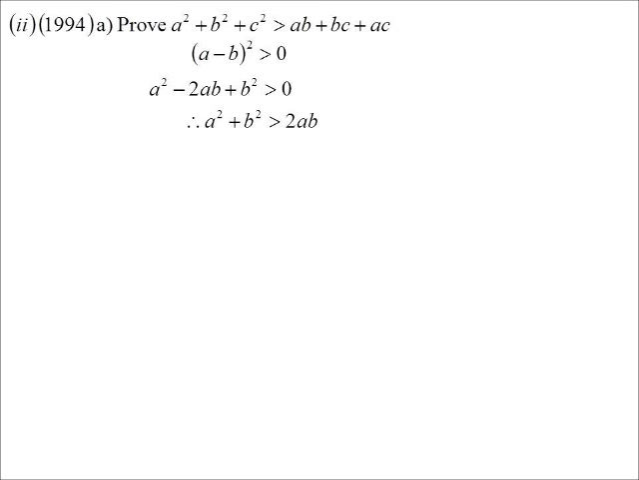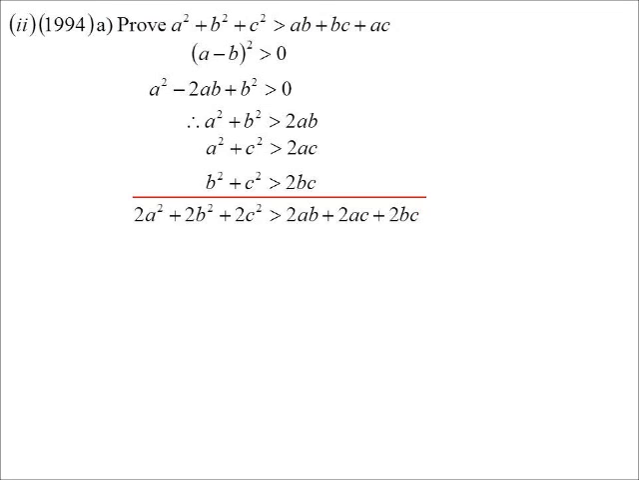a squared plus b squared greater than 2ab. Of course, a and b were just random pronumerals, so I could easily have done it with a and c, or with b and c. Add them all together: 2a squared plus 2b squared plus 2c squared greater than 2ab plus 2ac plus 2bc. Divide by 2, and we have our solution.